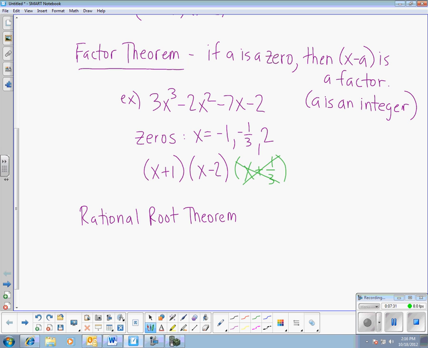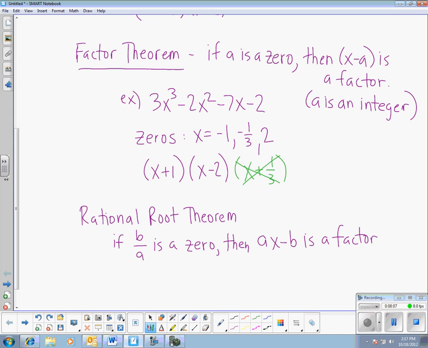The counterpart to the factor theorem is called the rational root theorem. And it tells you what to do if your zero is at a rational number, at a fraction, instead of at a whole number. And here is the rational root theorem. If b over a is a 0, then ax minus b is a factor.